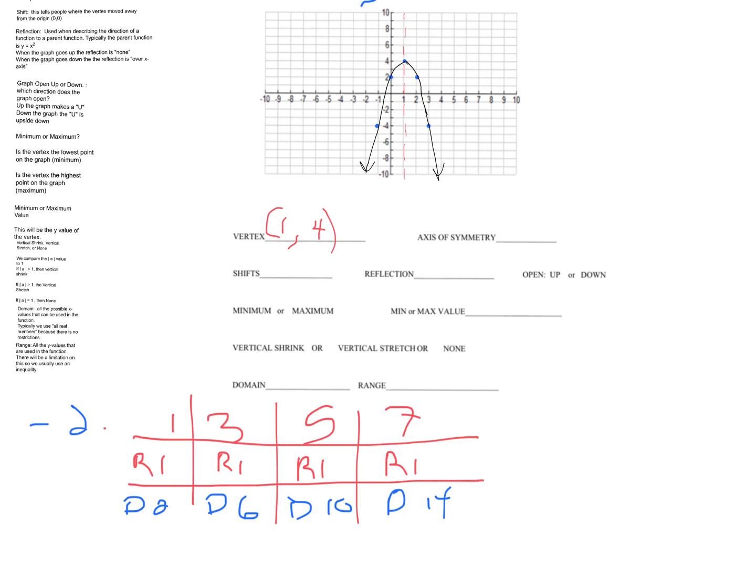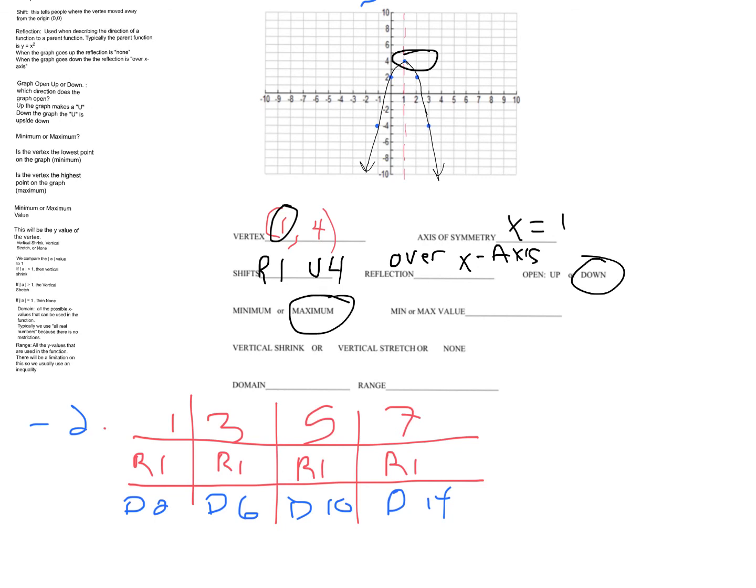Axis of symmetry, x equals 1. Now, shift. We went right 1, up 4. Reflection, since we're going downwards, so down, x-axis. Minimum or maximum. Again, my vertex is the highest coordinate on my graph, so it's a maximum. Maximum value is the y-coordinate of the vertex, so y equals 4.